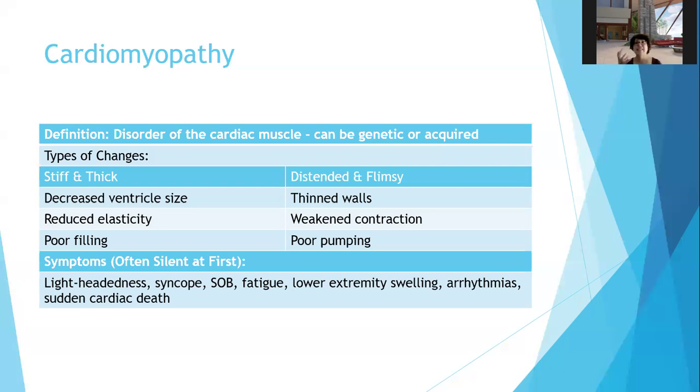If it's stiff and thick, you're going to have reduced elasticity and poor filling. If it's distended and flimsy, the walls are going to be thinned, you have a weakened contraction, and you have poor pumping. Okay, what does that sound like? Poor filling is diastolic heart failure. Poor pumping is systolic heart failure. So the symptoms, which are often silent at first but show up later: lightheadedness, syncope, which is fainting, shortness of breath or dyspnea, fatigue, lower extremity swelling, arrhythmias, and sudden cardiac death.